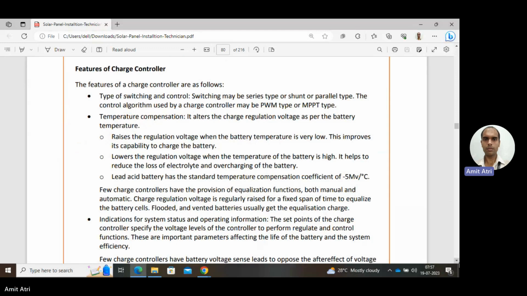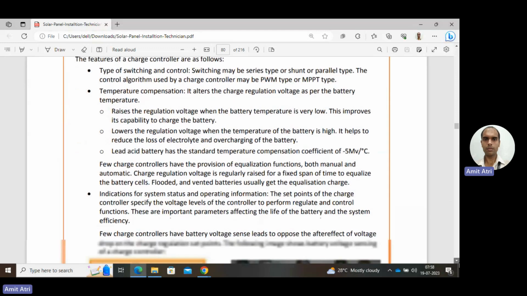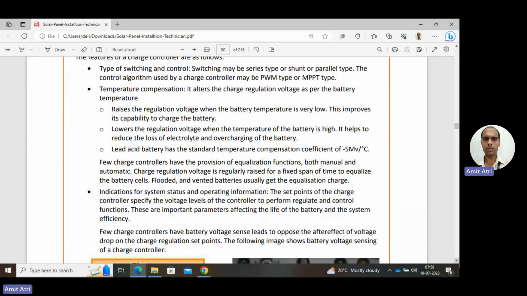Next, temperature compensation. It alters the charge regulation voltage as per the battery temperature. It raises the regulation voltage when the battery temperature is very low. This improves its capability to charge the battery. When temperature is low, the voltage regulation can be increased. On the other hand, it lowers the voltage regulation when the temperature of the battery is high. It helps to reduce the loss of electrolyte, because at high temperature the battery loses electrolyte and gets overcharged. So in that case, it will reduce the regulation voltage. The lead acid battery has a standard temperature compensation coefficient of -5 millivolt per degree Celsius.